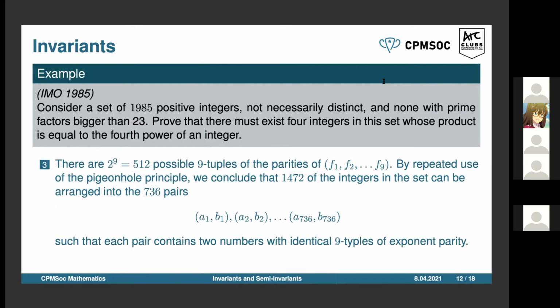So if you look at numbers F1, F2 up to F9, there are two ways of choosing the parity of F1, two possible parities of F2, and so on, up to two possible parities of F9. So the total number of possible combinations of parities of all these Fs will be 2 times 2 and so on, up to 9 times. So 2 to the 9 equals 512 possible combinations of parities.